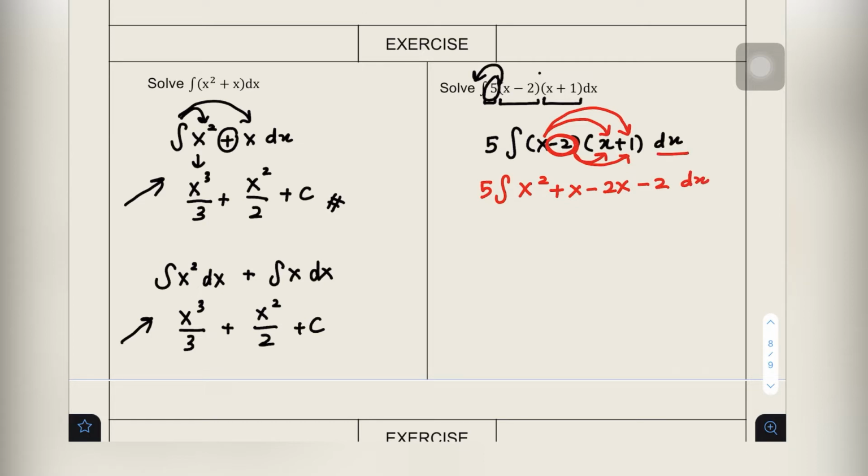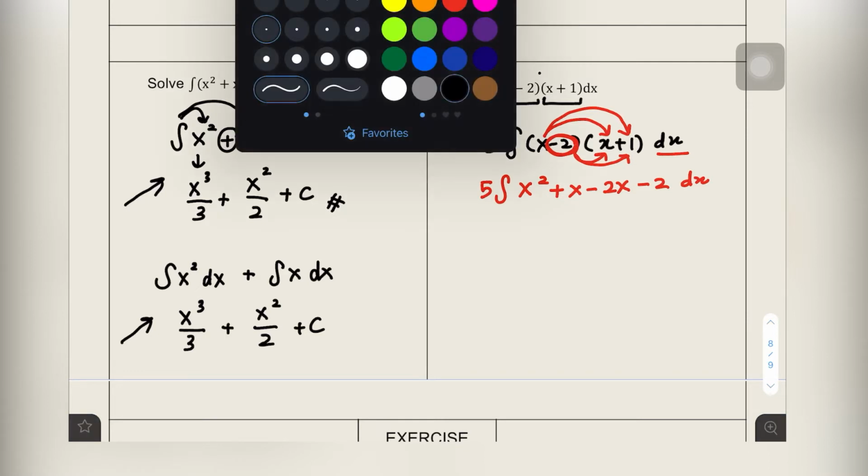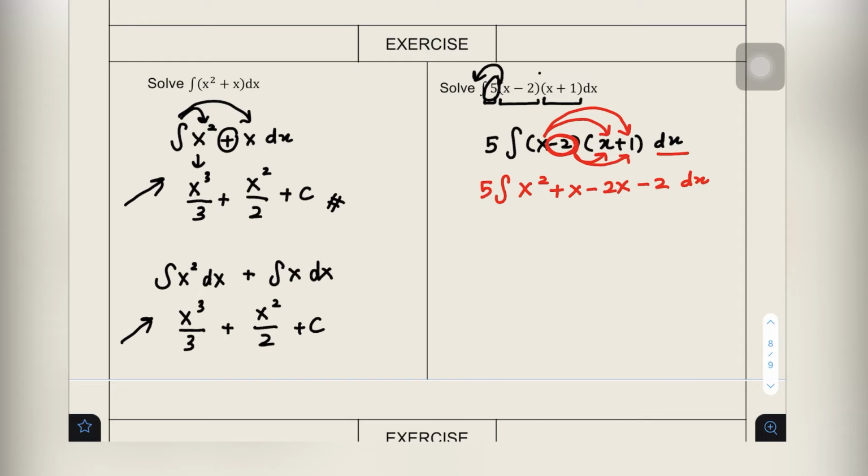When you have already expanded, we can see which terms we can add or subtract. You can see here this is the same variable, x minus 2x. You have 1x, you minus 2x, what you will get is negative x, because 1 minus 2 is negative 1. So you get negative 1x. So you can write your integration like this: 5 integrate x squared minus x minus 2 dx. Not yet complete.